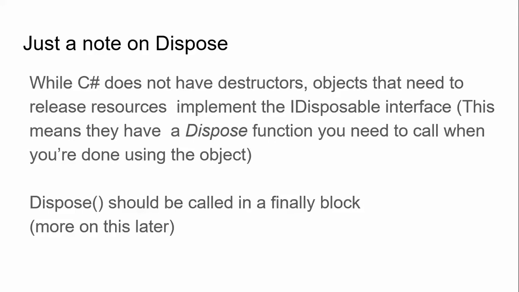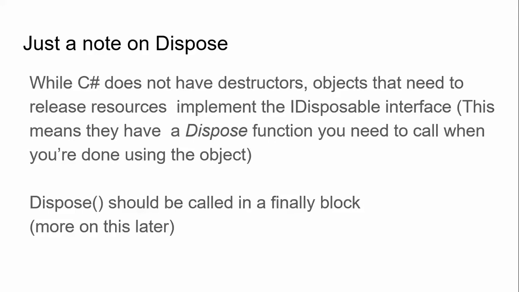And that dispose function will not get called automatically. You have to call it explicitly to release anything that object may have allocated. You cannot rely on the garbage collector to call dispose for you. There is no guarantee the garbage collector will ever run. So you can't just say, oh, whatever, the garbage collector is going to come get my stuff.